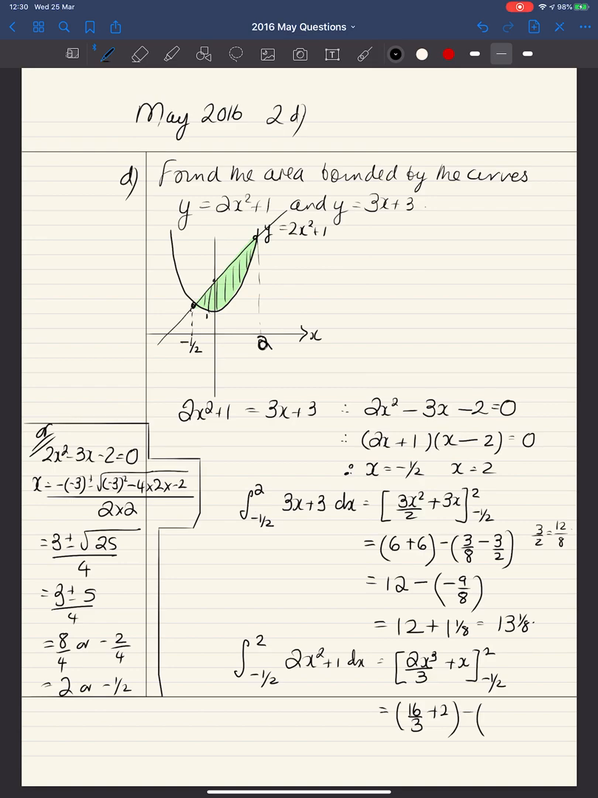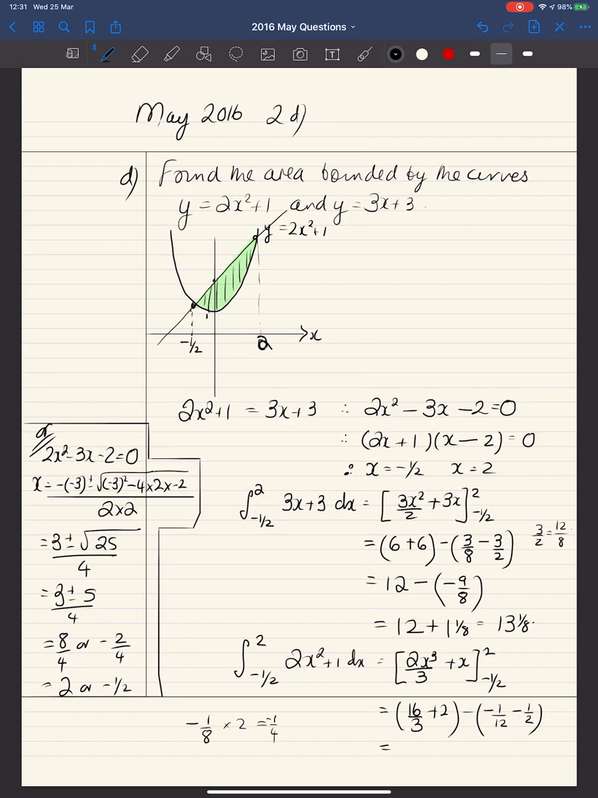I'm going to do the next one on the calculator. 2 times minus 0.5 cubed divided by 3. This calculator hasn't got an S to D button, we'll just put it in. Minus a half cubed is minus 1/8 times 2 is minus 1/4, divided by 3 is minus 1/12. And then minus 1/2.